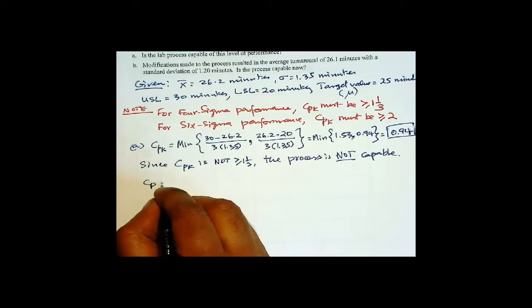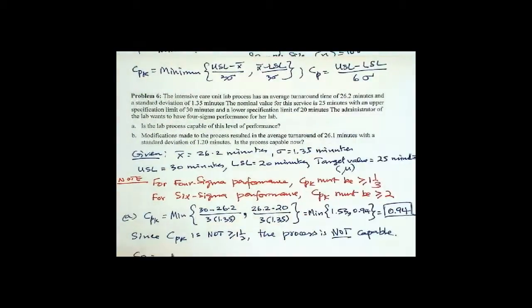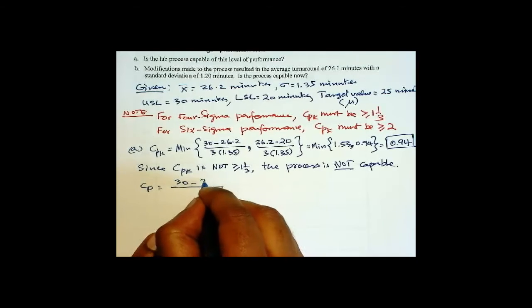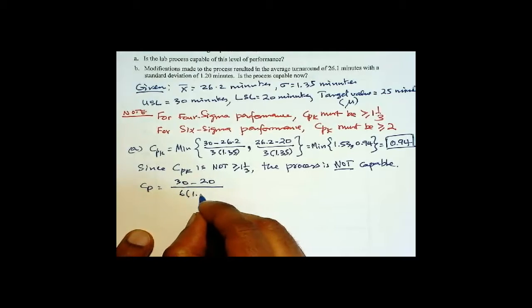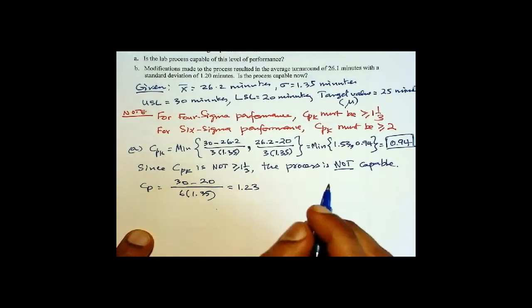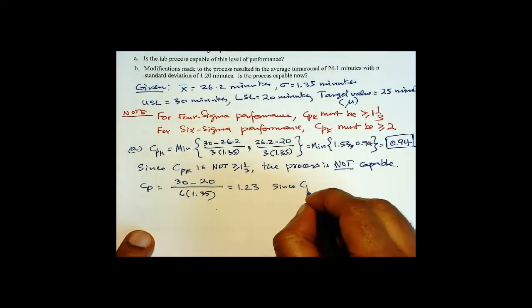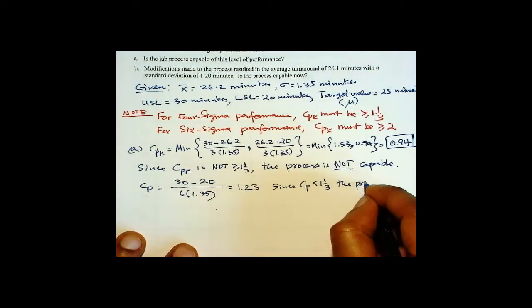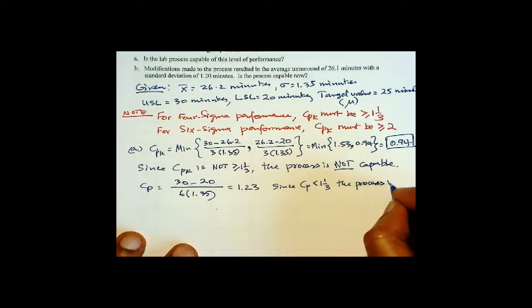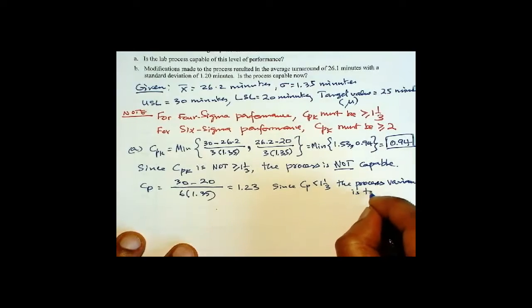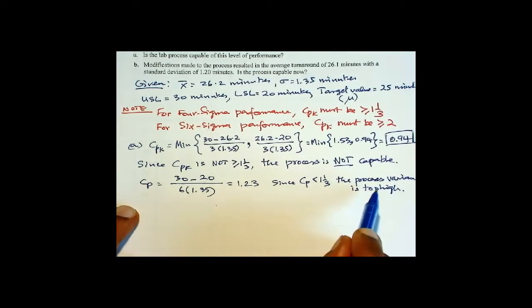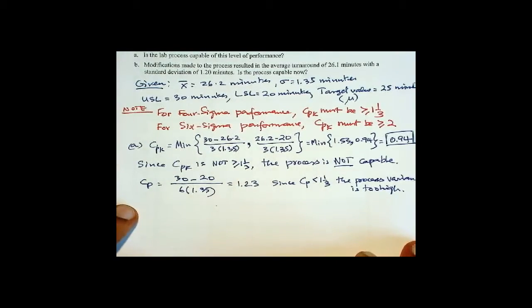Now for C sub p, we have the formula here at the top. So upper specification limit 30 minus 20, divided by 6 times 1.35, gives us 1.23. And since C sub p is less than 1 1/3, now we know that we are here. The process is not capable and the variance is too high. Since the process variance is too high, that's what you need to try to reduce in the first place by making changes in the production process.